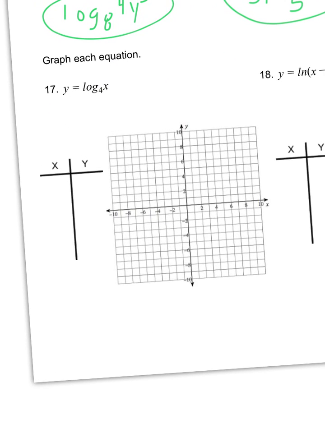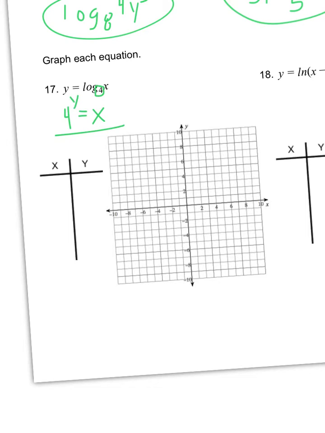And now some graphs. It says graph each equation. We talked in class that the best way to do this is, and you're going to need a calculator for this one. If you've got something written like that, you circle the base and re-express this as 4 to the y equals x. Since it's already solved for x, that's what we're going to use.